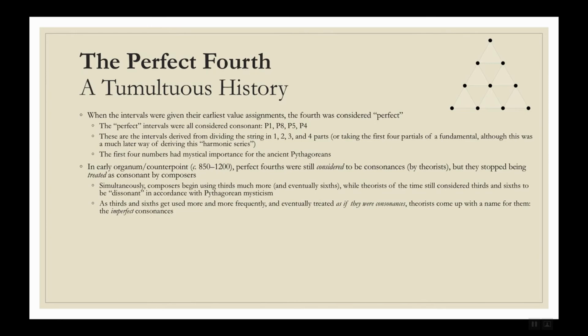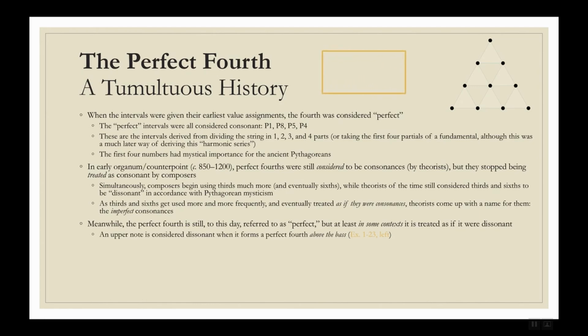It bears keeping in mind that if you invert a third, it becomes a sixth. So if I go from C up to E, that's a third. If I just go from E up to that C, it's a sixth. So sixths and thirds are pretty much the same thing. Meanwhile, the perfect fourth is still, to this day, referred to as perfect, but at least in some contexts, it's treated as if it were dissonance.